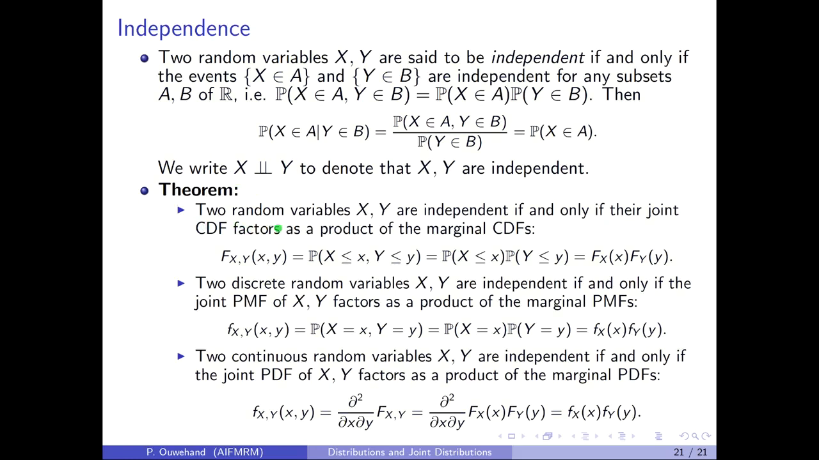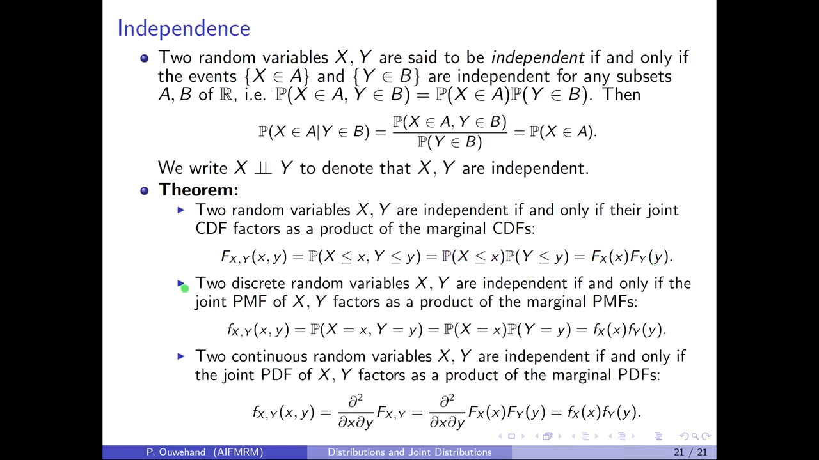Now it can be shown that two random variables x and y are independent if and only if their joint CDF factors as a product of marginal CDFs. One direction here is very easy. The joint CDF is simply given by this. This event here is the event that x belongs to the interval from -infinity to x. This event here is the event that y belongs to the interval from -infinity to y. And hence this splits. Now the first factor is just the marginal CDF of x, and the second factor is the marginal CDF of y. And thus the joint CDF splits into a product of marginals.